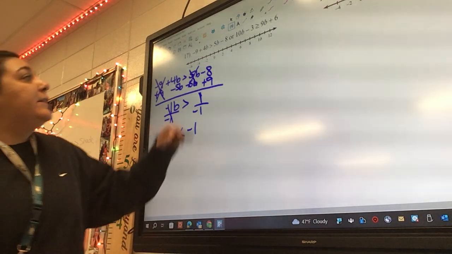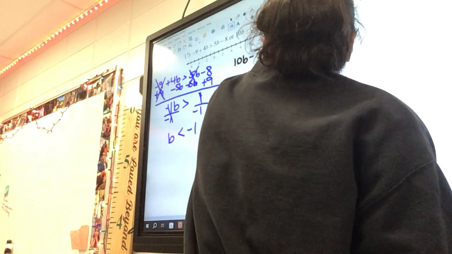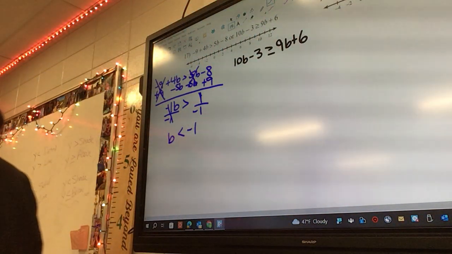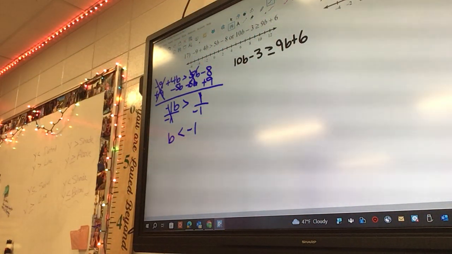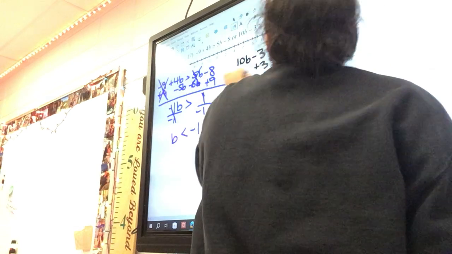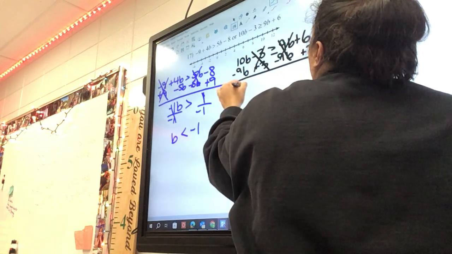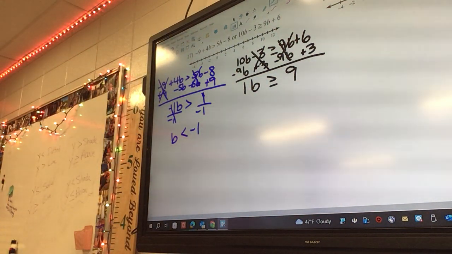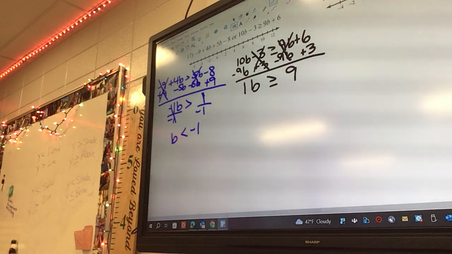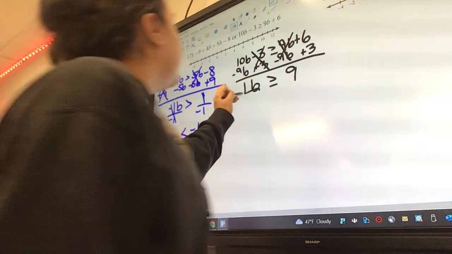Equation 2 looks like 10b minus 3, and then we got 9b plus 6. Who needs moved? The -3 needs moved, I agree. Who else needs moved? The 9b. So I'm going to get 1b and a 9. Then what? Divide by 1. So I'm going to get 9.